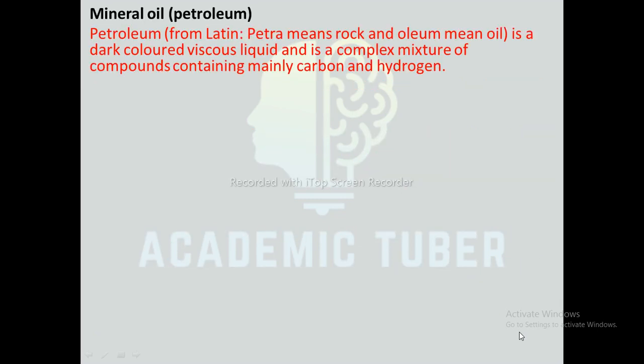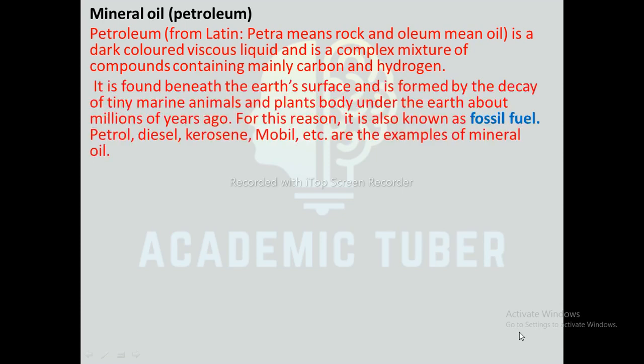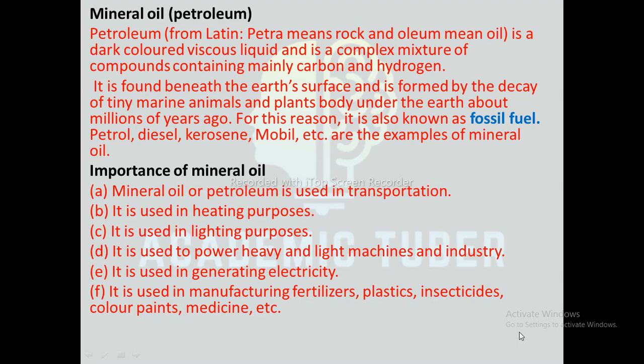Mineral oil, petroleum. Petroleum is a dark-colored viscous liquid and is a complex mixture of compounds containing mainly carbon and hydrogen. It is found beneath the Earth's surface and is formed by the decay of tiny marine animals and plants' bodies under the Earth millions of years ago. For this reason, it is also known as fossil fuel. Petrol, diesel, kerosene, mobil oil, etc. are examples of mineral oil.